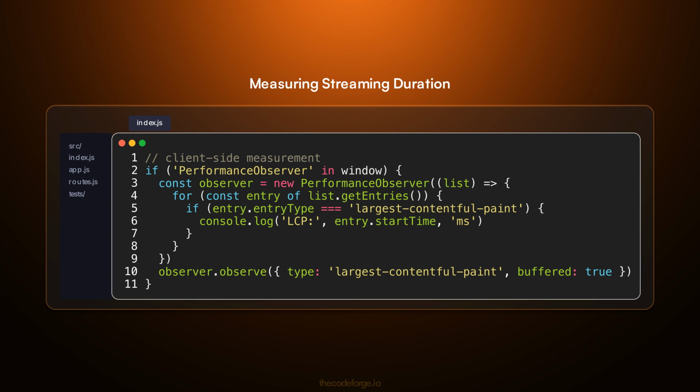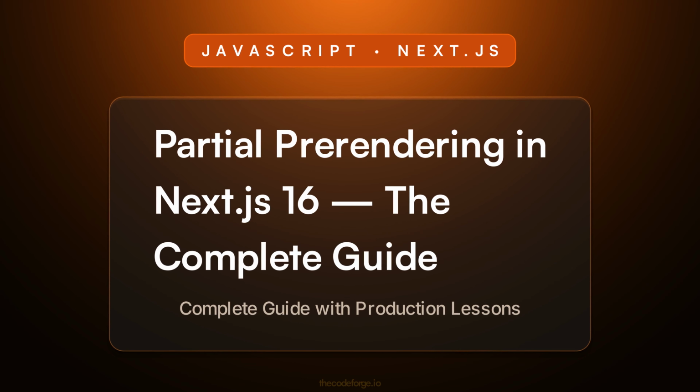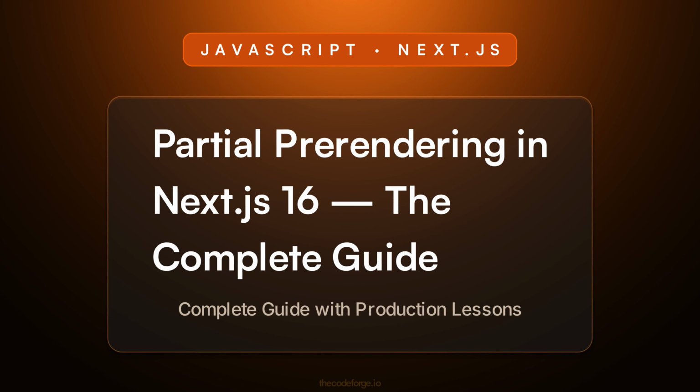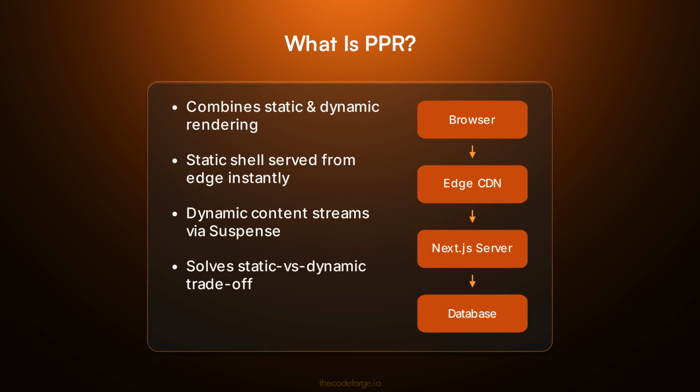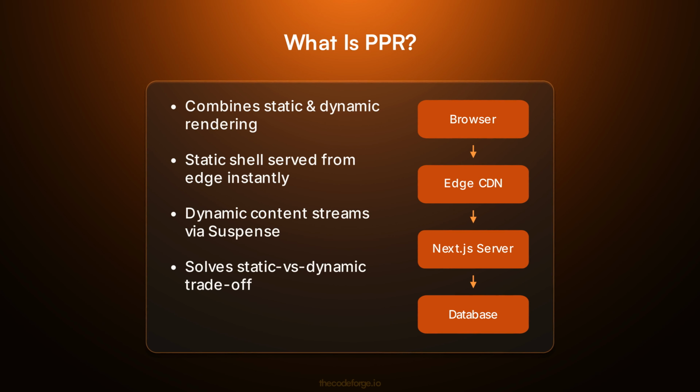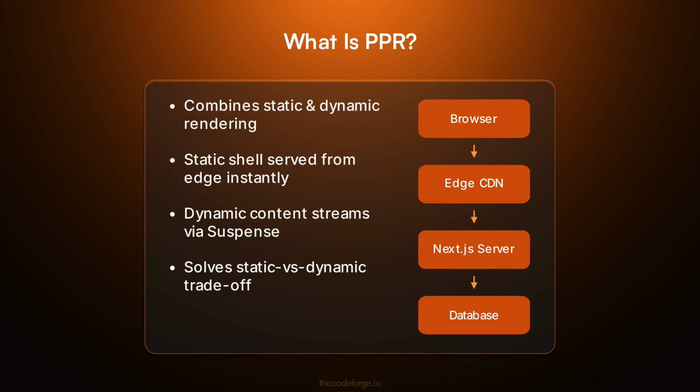dynamic content arrival. Let's break down partial prerendering in Next.js 16, the complete guide, how it works, and the exact mistake behind that failure. Partial prerendering is a rendering strategy that mixes static generation and server-side streaming in a single page. The static shell, navigation, layout, product images is pre-rendered at build time and served from the edge. Dynamic parts stream in via Suspense Boundaries.